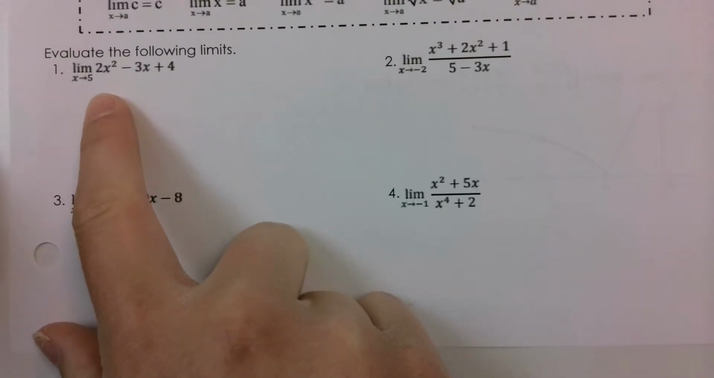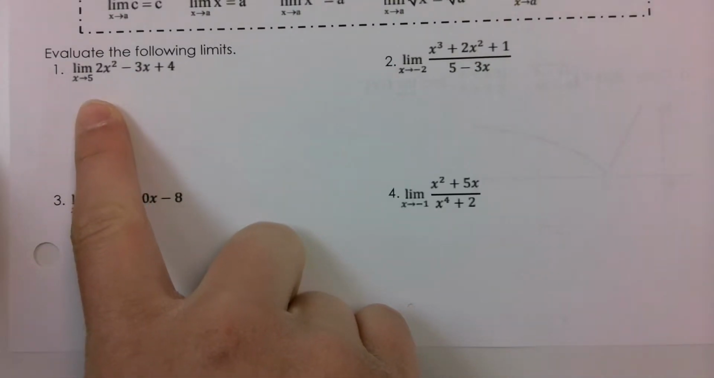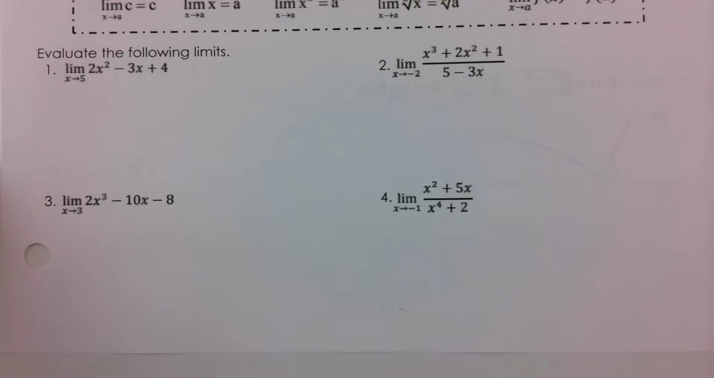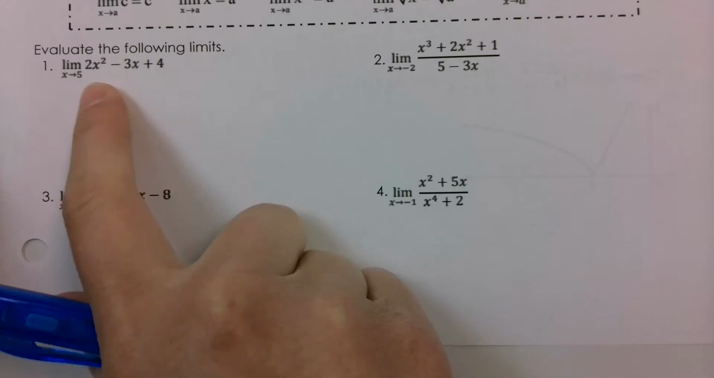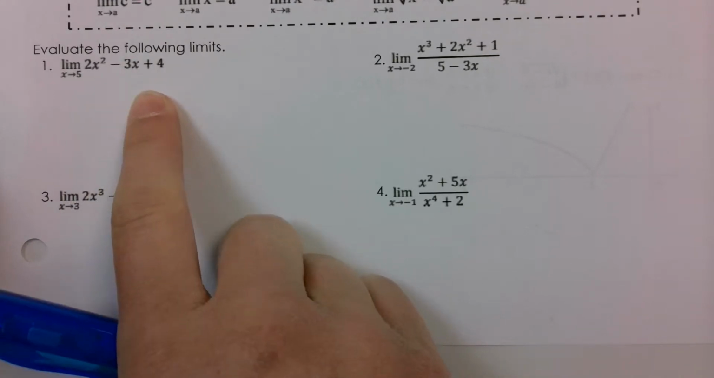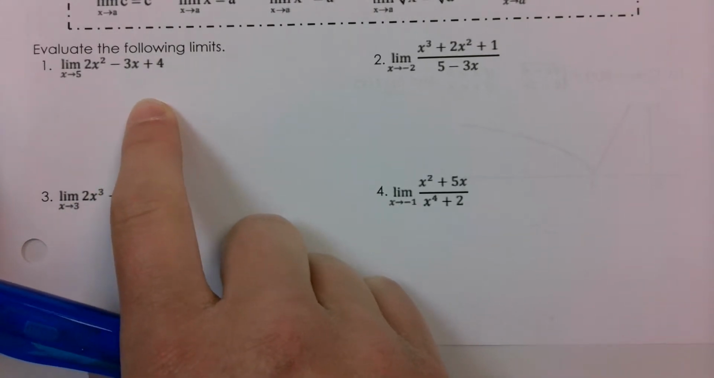Anyway, for this one, we've got the limit as x approaches 5 of 2x squared minus 3x plus 4. So we can basically just plug in 5. Is that okay? Everywhere there's x, plug in 5. That'll be what your limit's approaching. We don't have to worry about any holes or discontinuities because this is just a regular polynomial, right? So as long as you're good there, just plug and chug, okay?